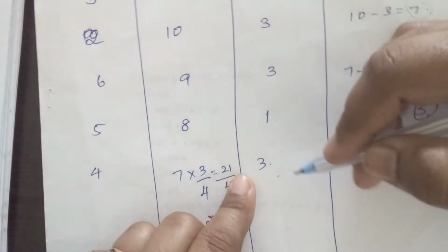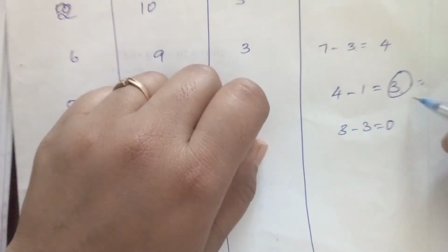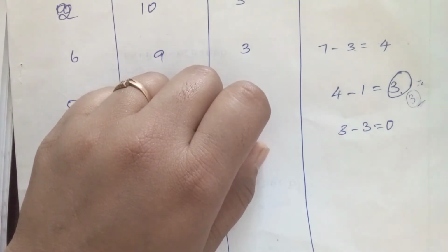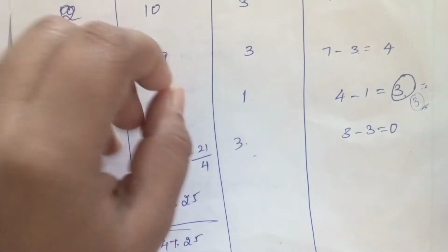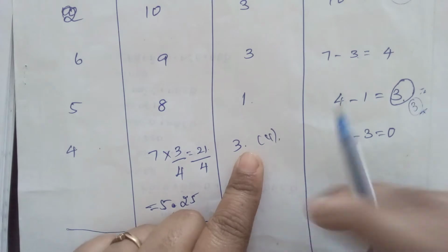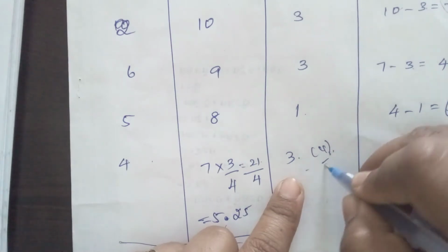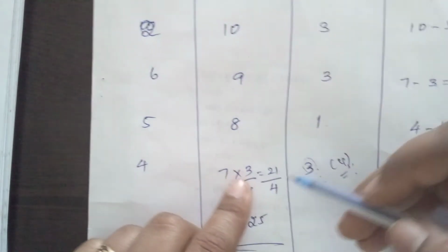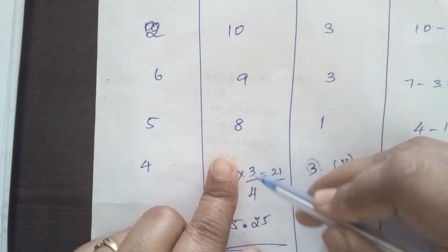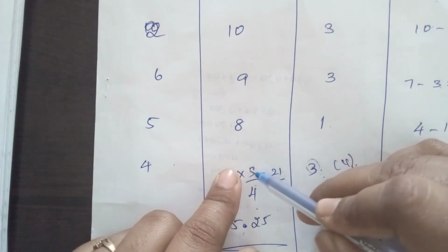What is the value for the fourth object? For the fourth object, the profit is 7 and the weight is 4. But only 3 weight is remaining, so we can hold only 3 in the backpack. The total weight of the fourth object is 4, so how can we write it? We are taking only 3 units, not 4. So we write 3/4, because we take only 3 out of 4.